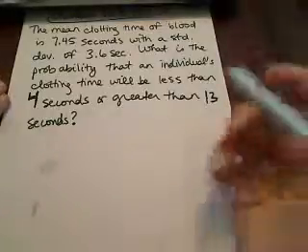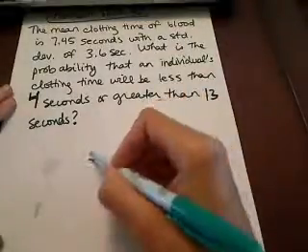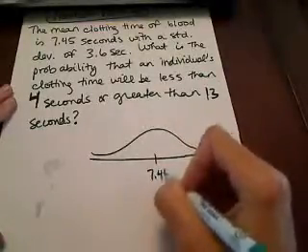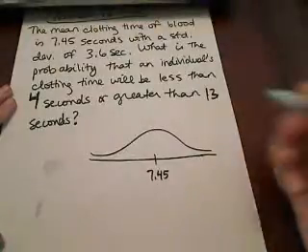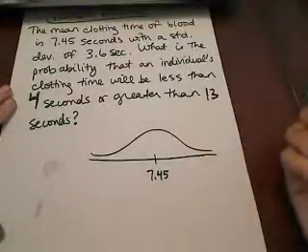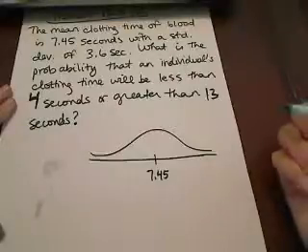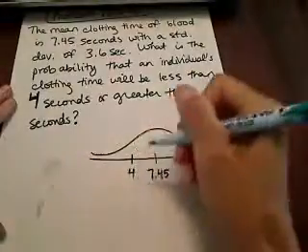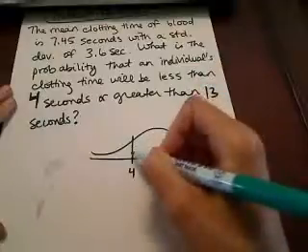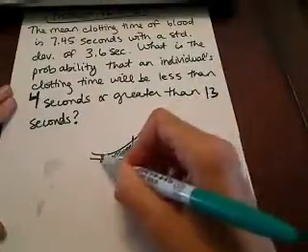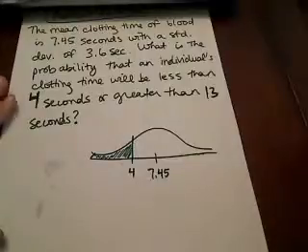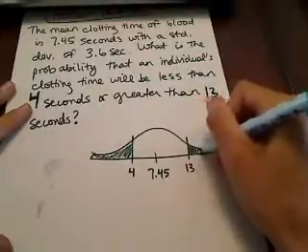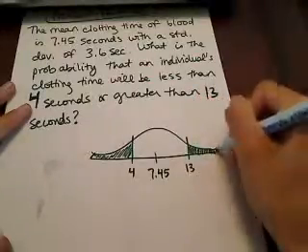Okay, so to start this problem, let's just give ourselves a picture to be able to see what it is that we're talking about. So we have a mean of 7.45, and this is seconds. I'm going to leave the units off for now. And then they're asking us to find the clotting time that'll be less than 4 seconds. So I'm going to put 4 right there, and I'm going to shade what it is that we're actually looking for. So we're looking for this area right here, which is less than 4 seconds. And then it says that we're greater than 13 seconds. So here's 13 seconds, and greater than 13 is going to be all of that.